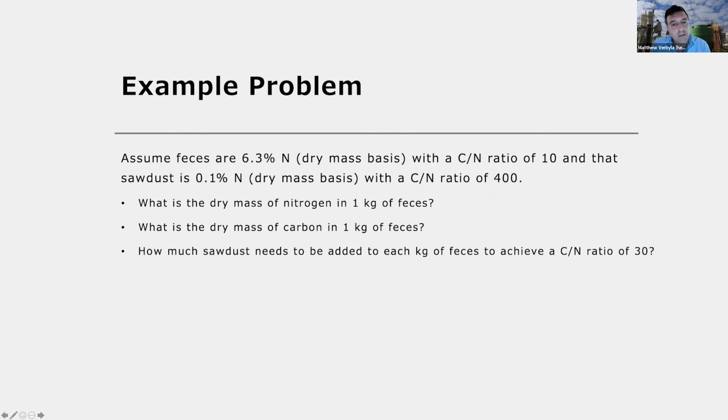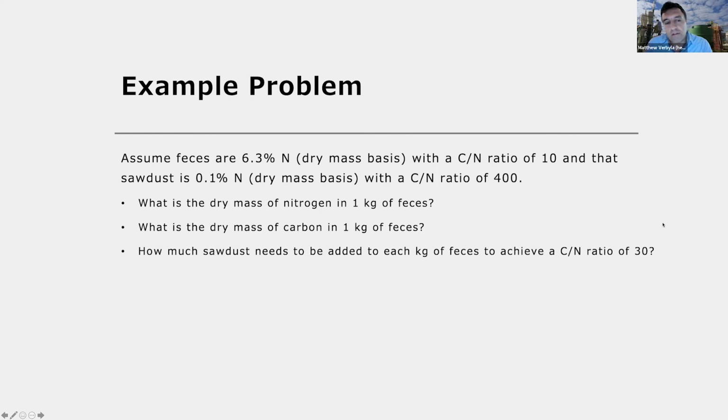So the first question, what is the dry mass of nitrogen in 1 kilogram of feces? And the second part, what is the dry mass of carbon in 1 kilogram of feces? Finally, how much sawdust needs to be added to each kilogram of feces on a dry mass basis to achieve a carbon to nitrogen ratio of 30?